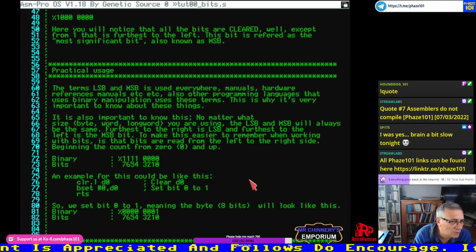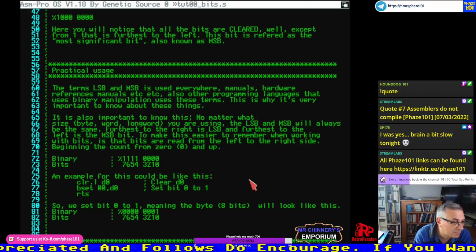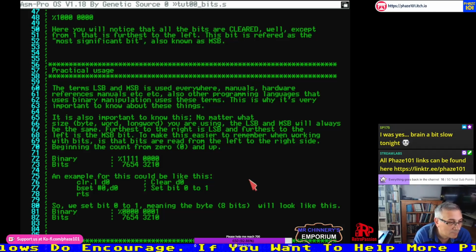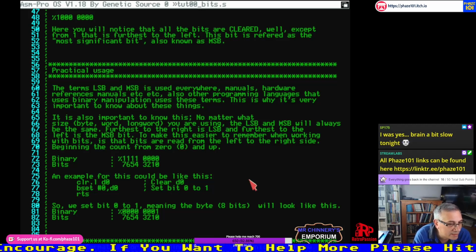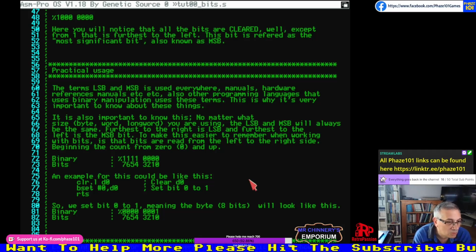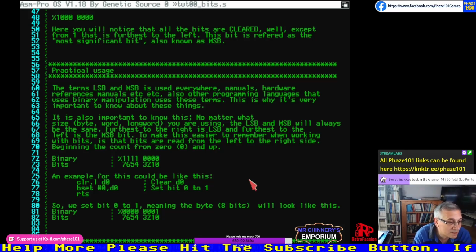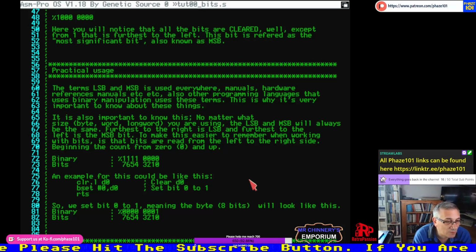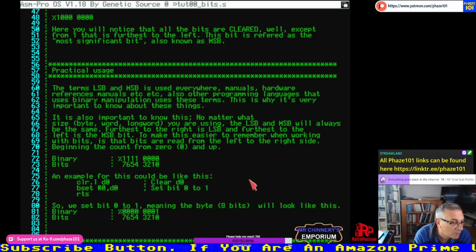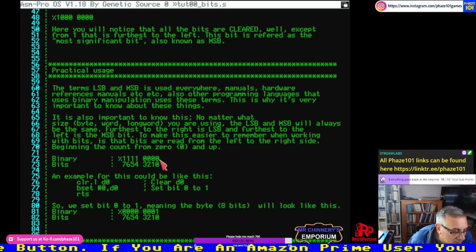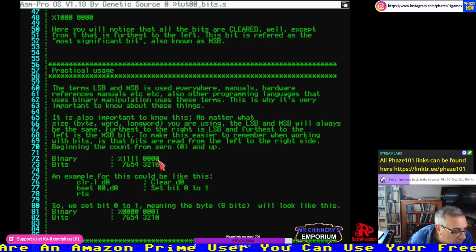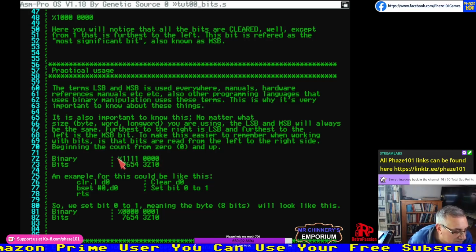It is also important to know this. No matter what size, byte, word, or long word you are using, the LSB and the MSB will always be the same. Furthest to the right is the least significant bit, and furthest to the left is the most significant bit, as I said. To make this easier to remember when working with bits, bits are read from right to left, beginning the count from 0 and up. So we start reading from the right side and we go further to the left.